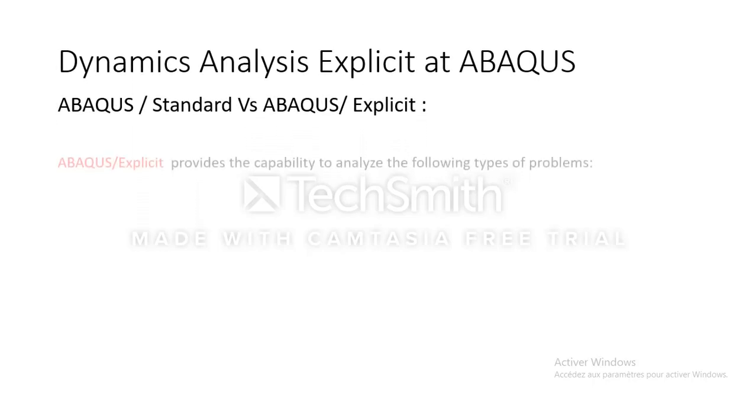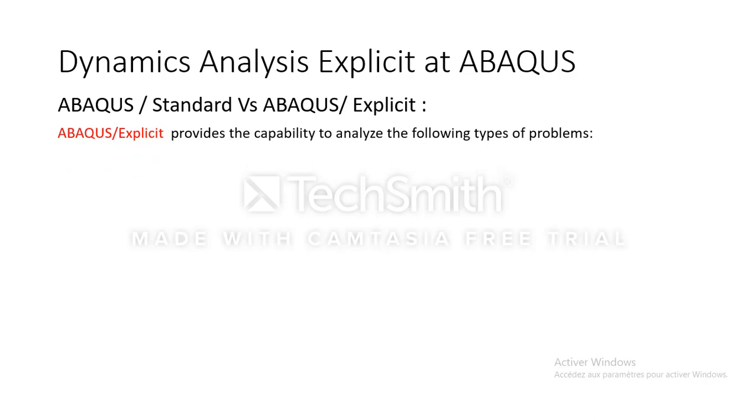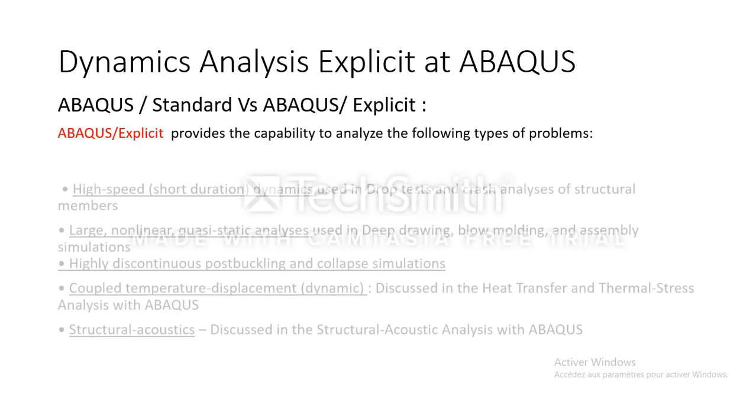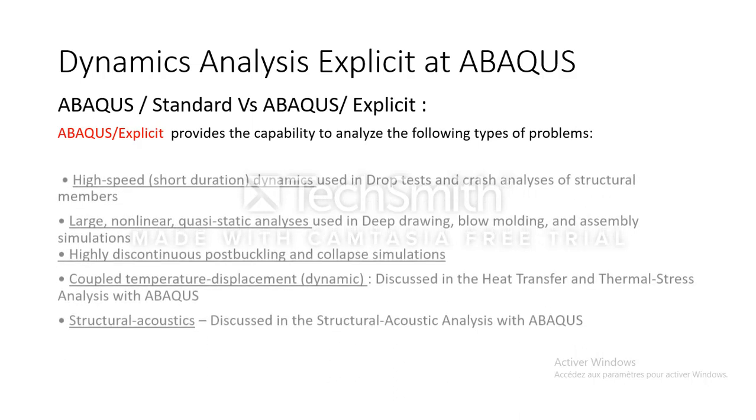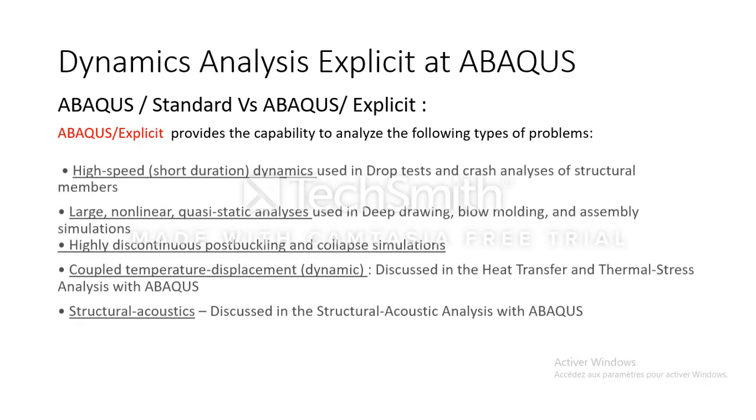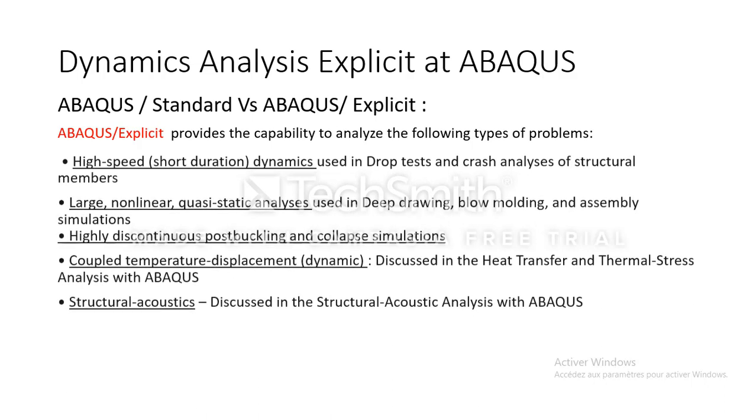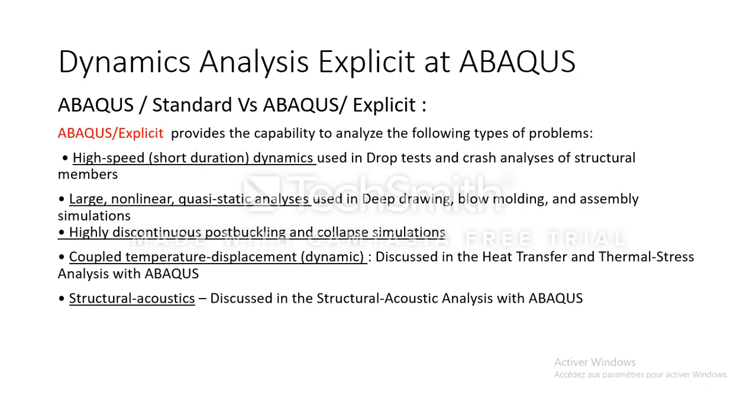ABAQUS Explicit provides the capability to solve problems such as high-speed, short-duration dynamics used in drop tests and crash analyses of structural members; large, nonlinear quasi-static analyses used in deep drawing, blow molding, and assembly simulations; highly discontinuous, post-buckling and collapse simulations; coupled temperature displacement, dynamic, discussed in the heat transfer and thermal stress analysis with ABAQUS; and structural acoustics, discussed in the structural acoustic analysis with ABAQUS.